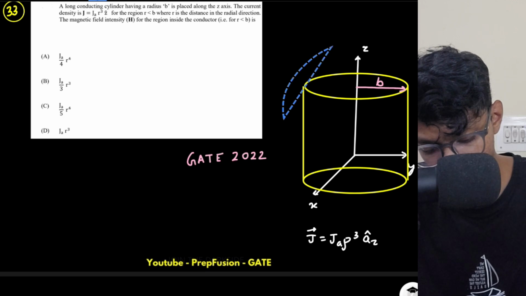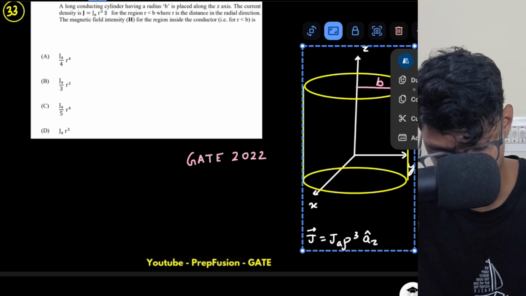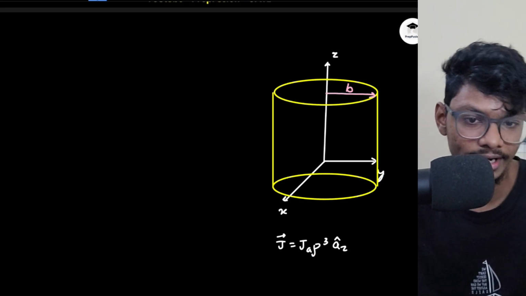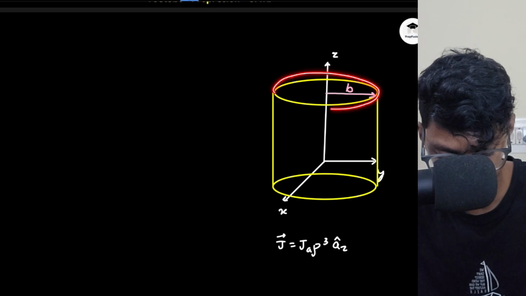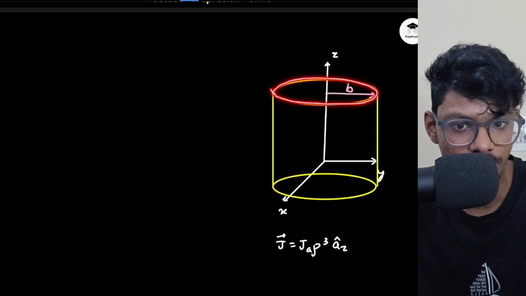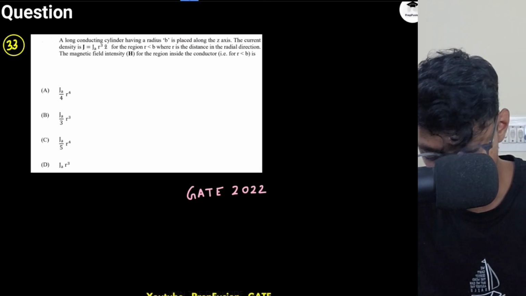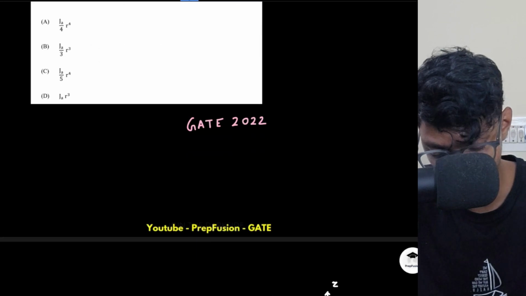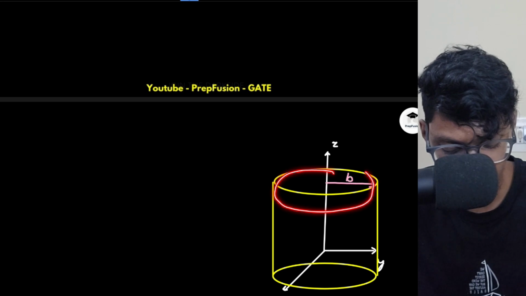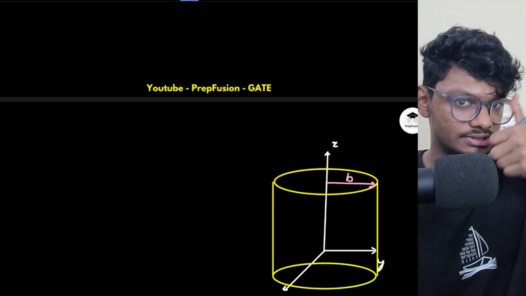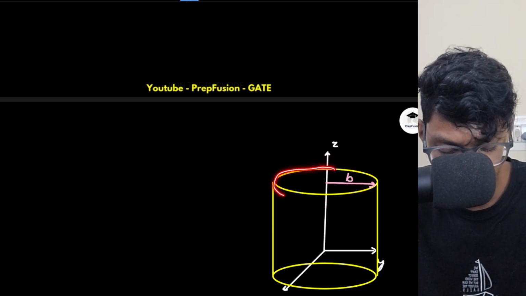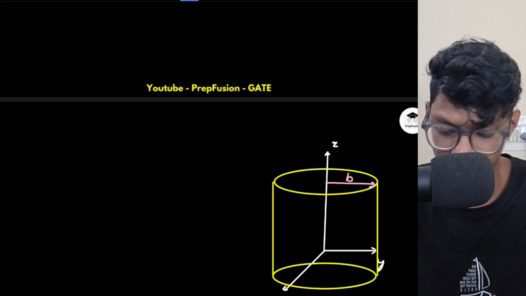So what I will do, I will just cut this, take it to the next page. I can choose an Amperian loop along the cylinder, right? Along the cylinder's curved area, I can choose the Amperian loop. Now if I choose this Amperian loop, what will happen? Current density is always in the z cap direction. And if the current density is in the z cap direction, whatever the current may be, the magnetic field will always be circular, surrounding this circle. So if I choose an Amperian loop like this, I will be able to find the expression for magnetic field intensity.